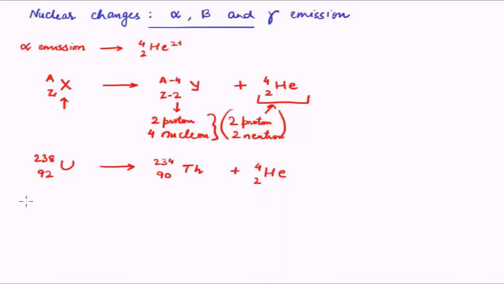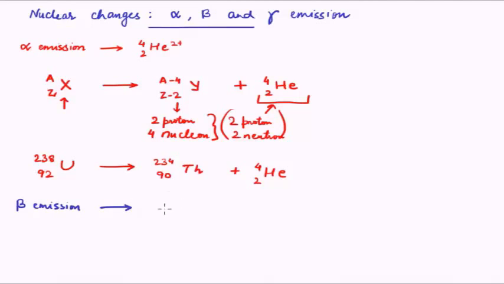Next, let us see the beta emission. Beta emission is basically an electron being emitted. An unstable nucleus, when it contains a lot more neutrons than protons, becomes highly unstable, and the nucleus tries to undo the instability by transforming the excess neutrons to protons, thereby trying to balance the number of neutrons and protons, and that is done by beta emission.